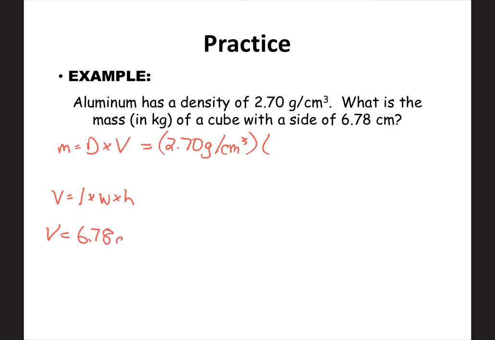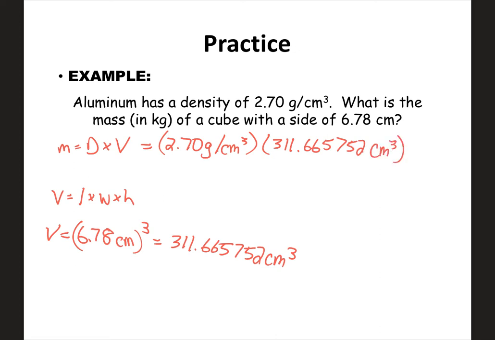So 6.78 centimeters cubed. Remember here, it's not 6.78 times 3. It's 6.78 times 6.78 times 6.78. Be careful with that. People mess that up all the time. When I do the math here, it comes out to be a pretty big number. It comes out to be 311.665752 centimeters cubed. Because remember, you did centimeter times centimeter times centimeter, which is centimeters cubed. Centimeters cubed is a volume unit. So don't cut off any of your number. Use the entire number that you got in your problem so that it doesn't mess up your final answer in sig figs. So that's the volume here that you need to use.